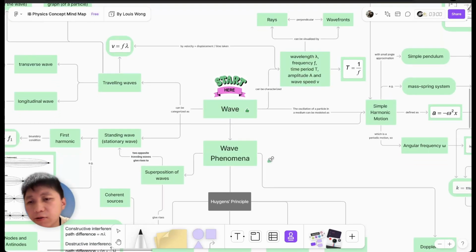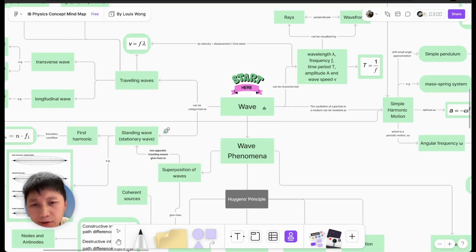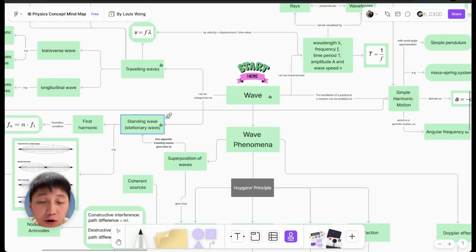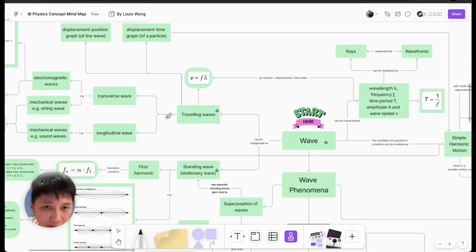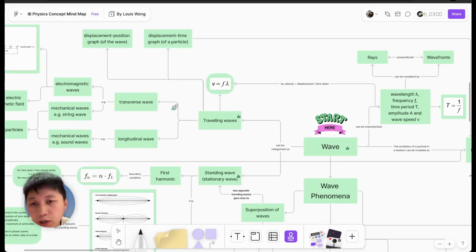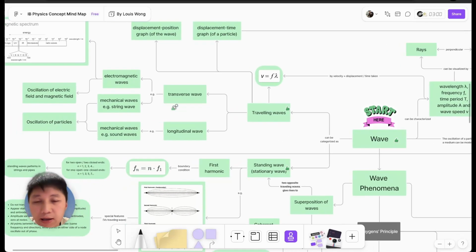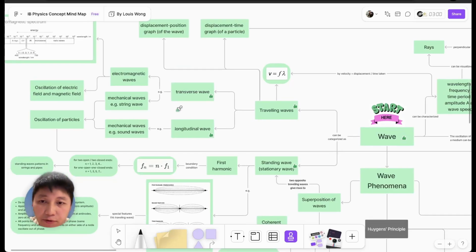The sequence that I'm going through now may not necessarily be the way that you learn through this chapter. I would like to start with traveling waves, okay, and standing wave. If you finish the whole chapter, standing wave is something that we come across later on. But the very beginning when you learn about waves should be traveling waves, which underlying have two more categories, which are transverse wave and longitudinal wave.